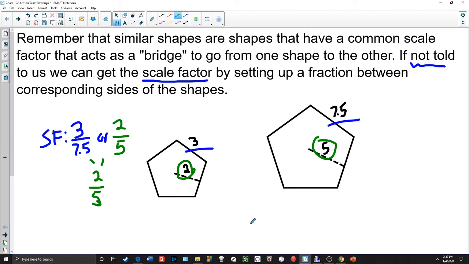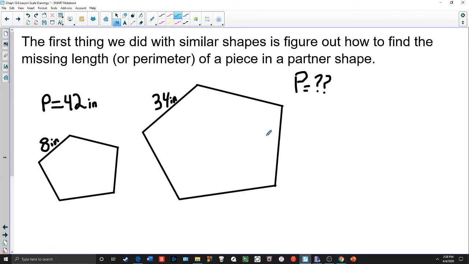But that's what the scale factor is: simply one piece from one shape, and the corresponding piece from the other shape. And yes, you could flip these fractions, and make it 7.5 over 3, and then 5 over 2. So it doesn't necessarily have to be the smaller number on top. It just depends on, again, what your preference is. As long as you're consistent, that's the key. So we use the scale factor notion to help us figure out different pieces of similar shapes.